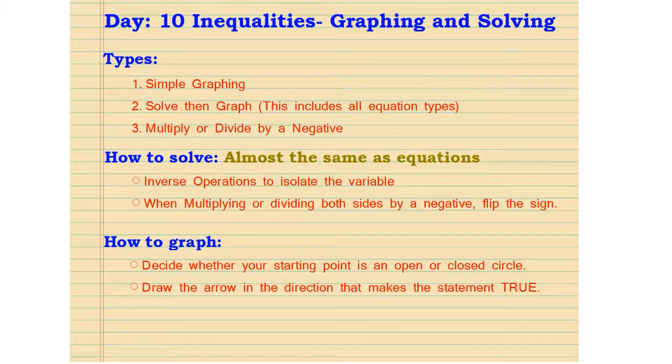Whenever we are graphing, we will decide whether our starting point is going to be an open circle or a closed circle, and we are going to draw an arrow to the direction of the solutions.